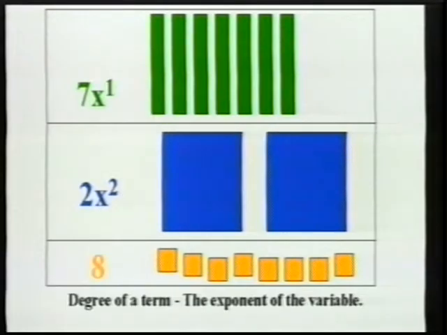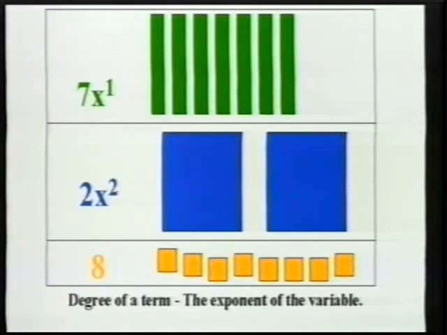Now, let's talk about the degree of a term. The degree of a term is the exponent of the variable. For instance, in the term 7x, the degree of that term is 1. 7x is represented by 7 individual rectangular pieces. 2x squared, the degree of that term is 2, and it's represented by 2 blue square pieces. The degree of the term 8 is 0, since x to the 0 power is equal to 1, and 1 times 8 would give us the 8 yellow square pieces.